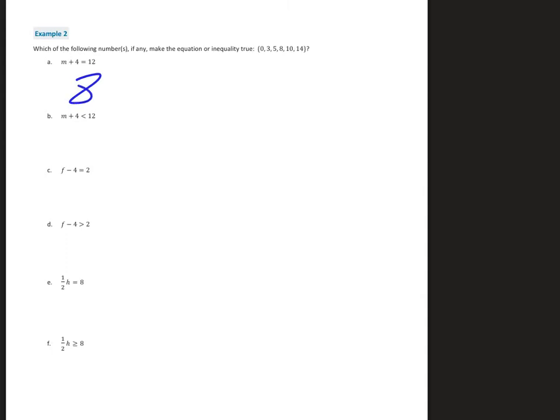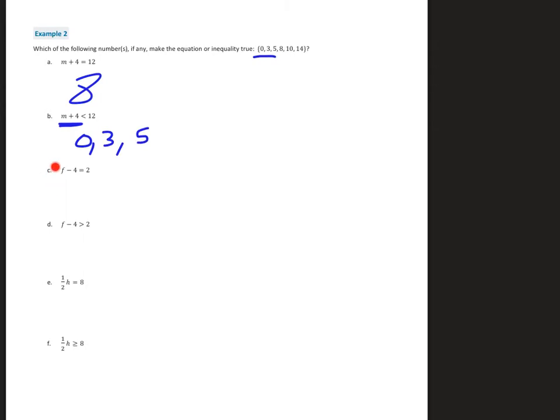For B, m plus 4 is less than 12. So we need this answer on this side to be 11 or less. And it looks like 5, 3, and 0 would all work for that. So I'm going to write 0, 3, or 5.